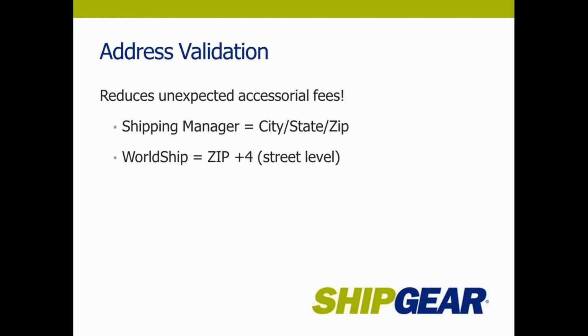If you have an incorrect street address, UPS is definitely going to charge you to figure out what the right street address is and go back and deliver it to that street address. So by having the ZIP plus 4 happen at the time of shipment, you can definitely save on some of those unexpected accessorial fees.